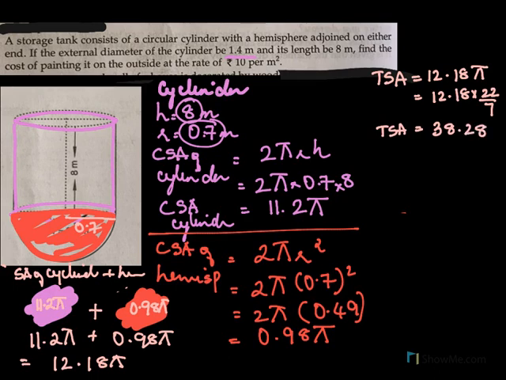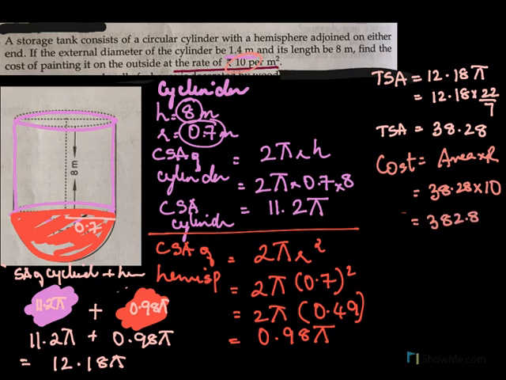That is the TSA. Now it is to be painted at a rate of 10 rupees per meter square. So we need to find the cost. So we know cost is always area into rate. So area is 38.28 and the rate is 10, so into 10. So 382.8 rupees will be the cost of painting this storage tank.